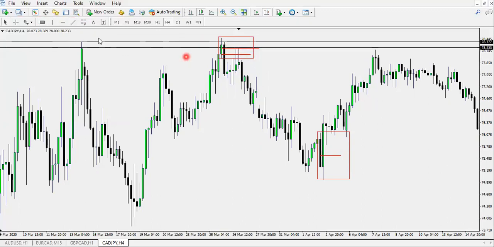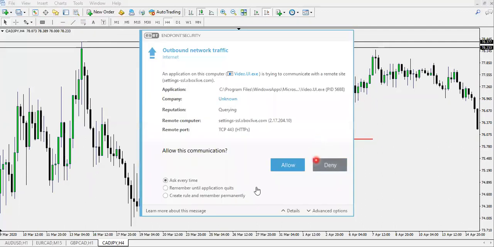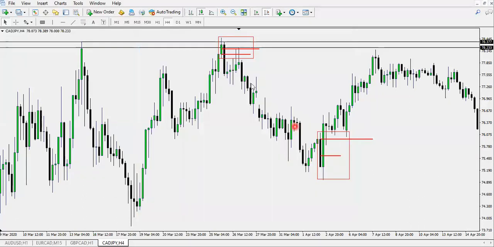So that is the start of the candle. And for the bullish order block, that is the start of the candle over there. So those are the areas we look for buys or sells when price reaches the order block.